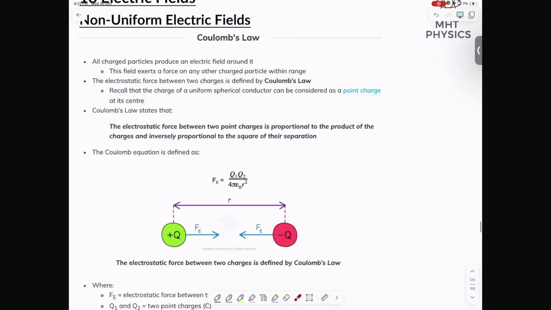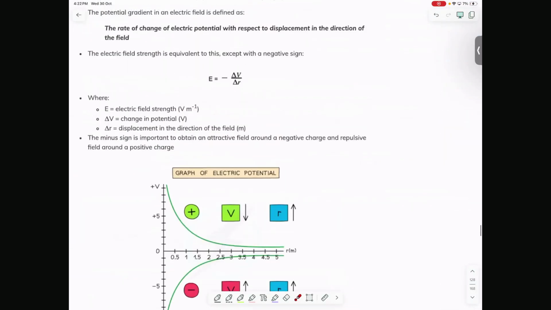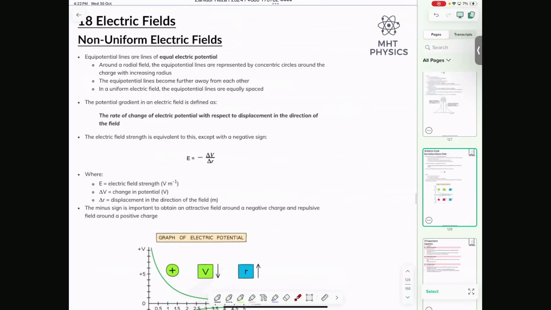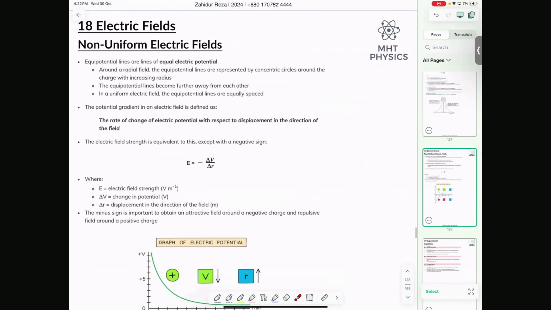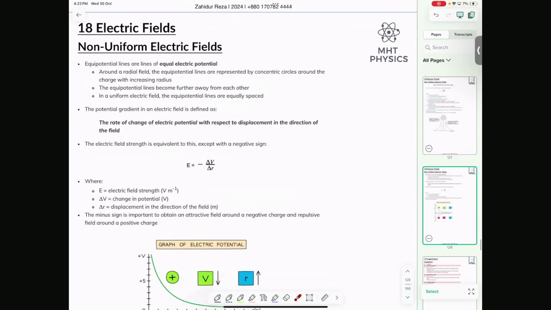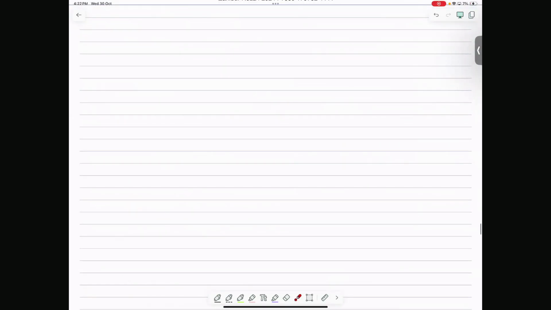So can you go to page 106 or 105 actually? No, electric field strength, the last part. It's called electric potential. Okay, it is a little tricky.